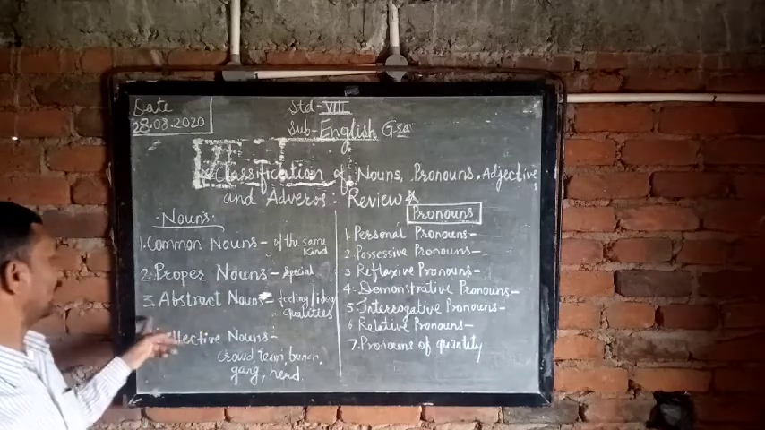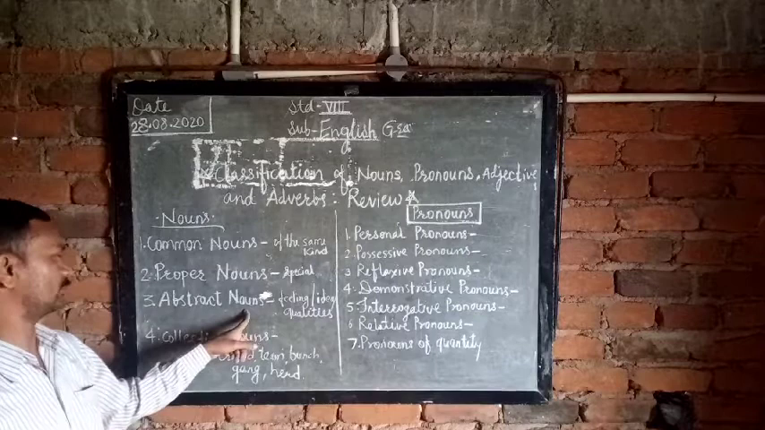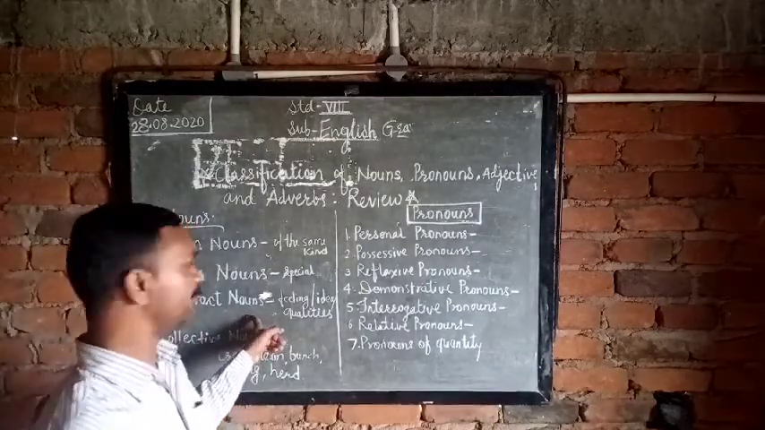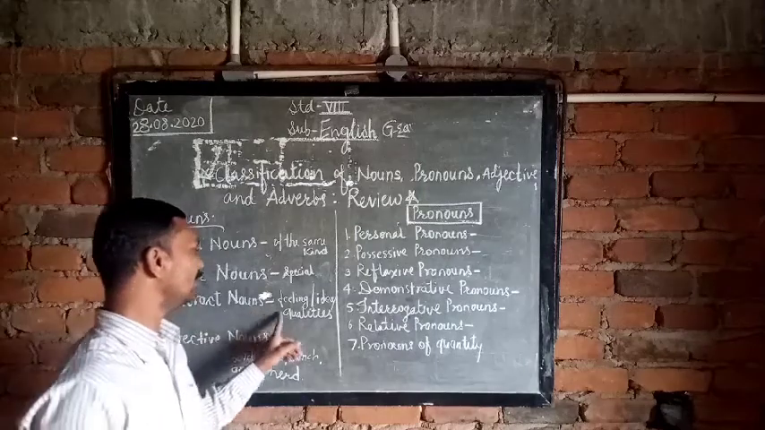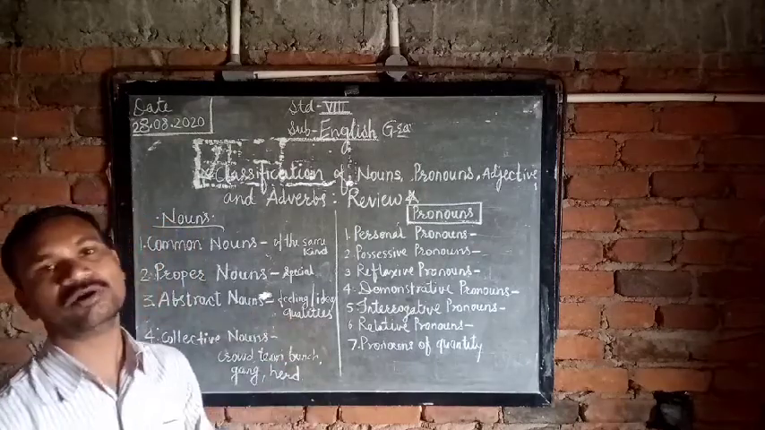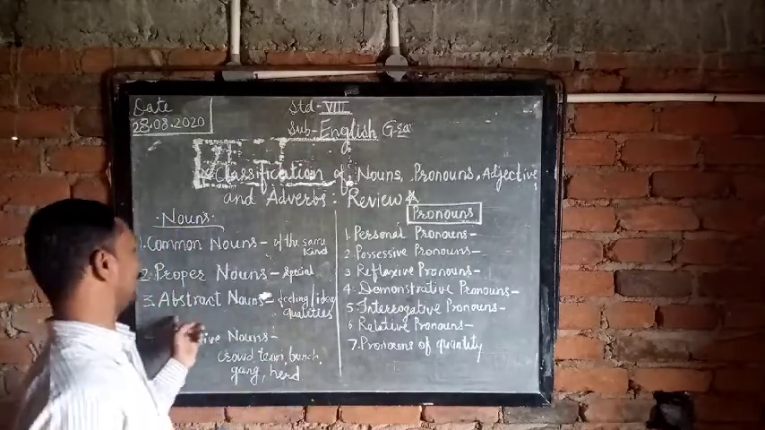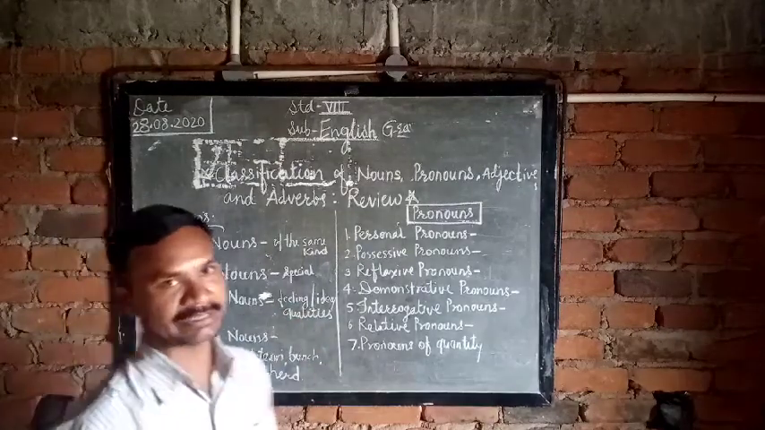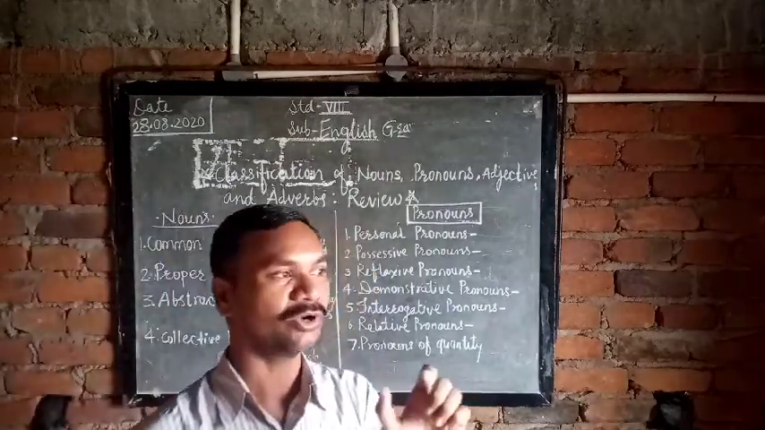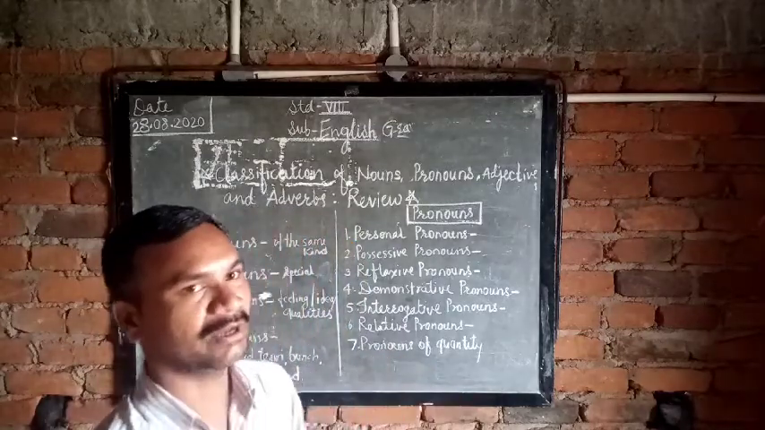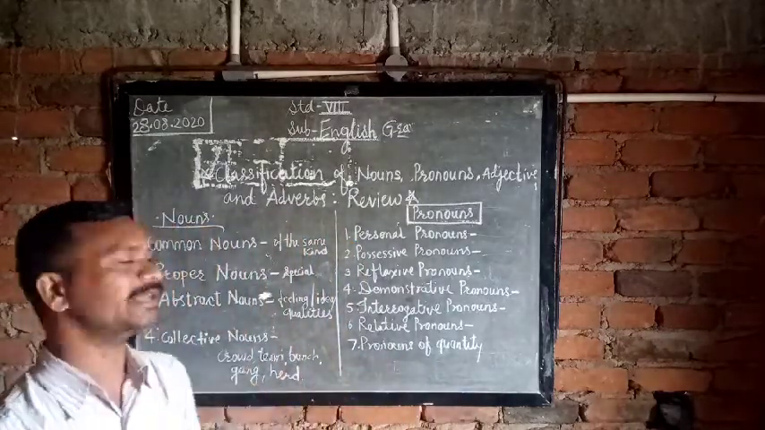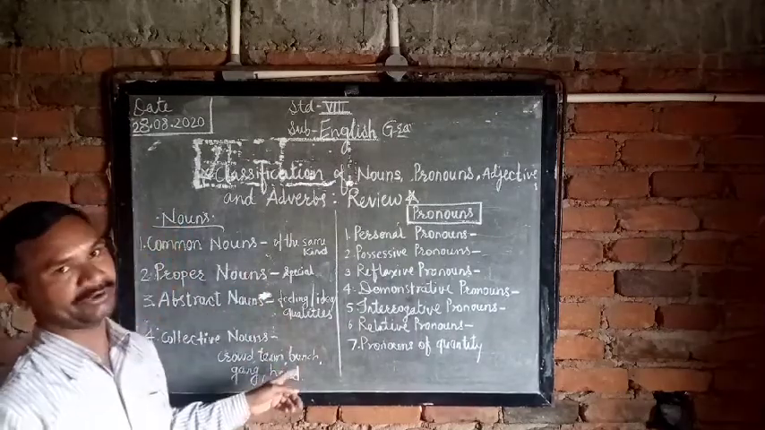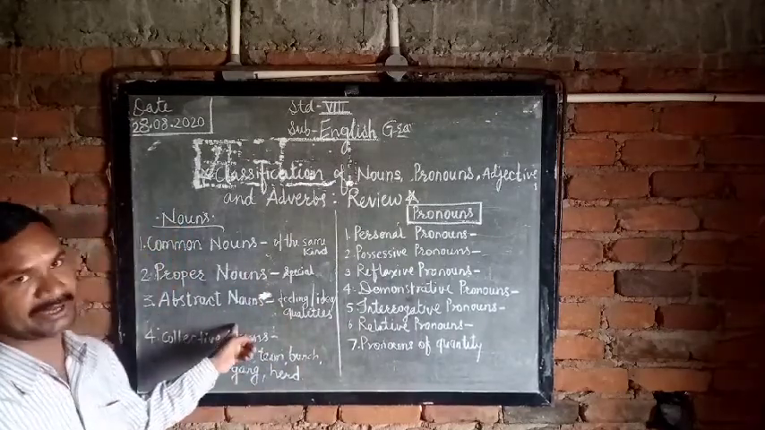Okay. Now the third is abstract noun. Abstract nouns are names of feelings, ideas or qualities. We cannot see an abstract noun with our eyes. We only have to feel that these are ideas or qualities. This is called the abstract noun.